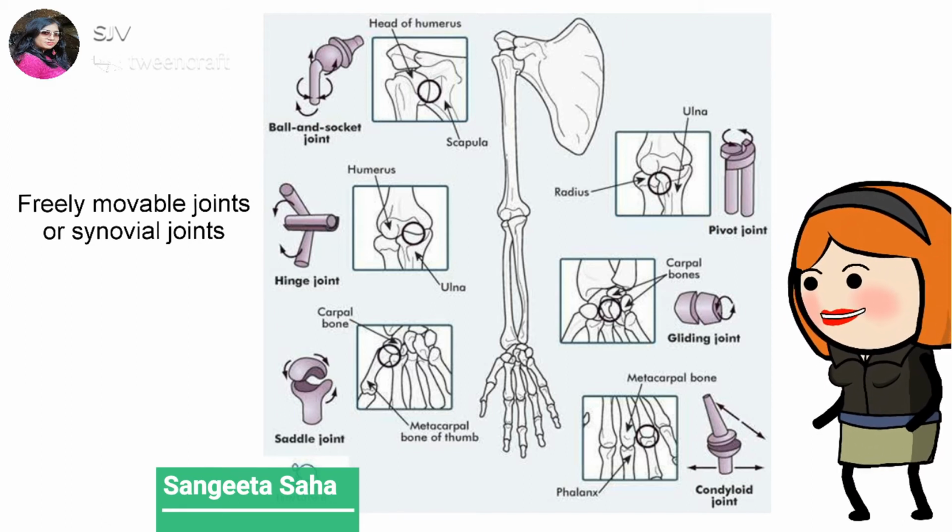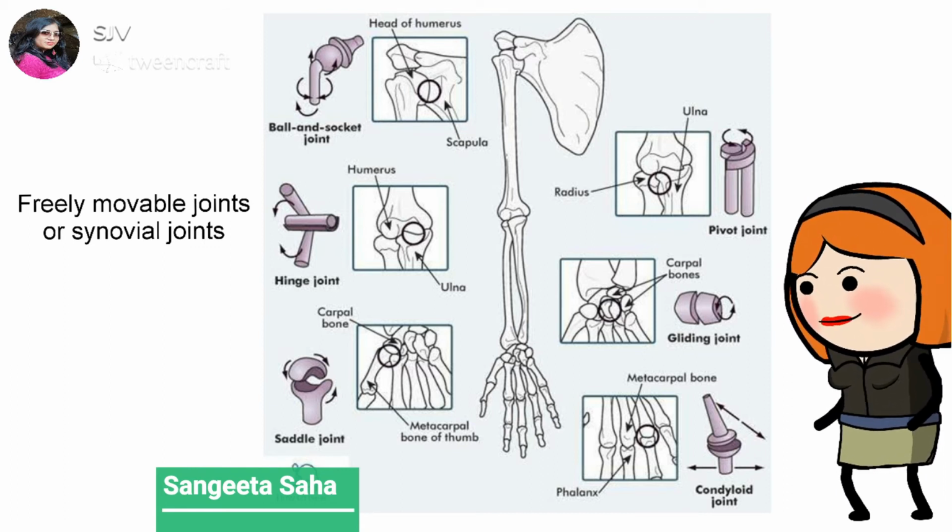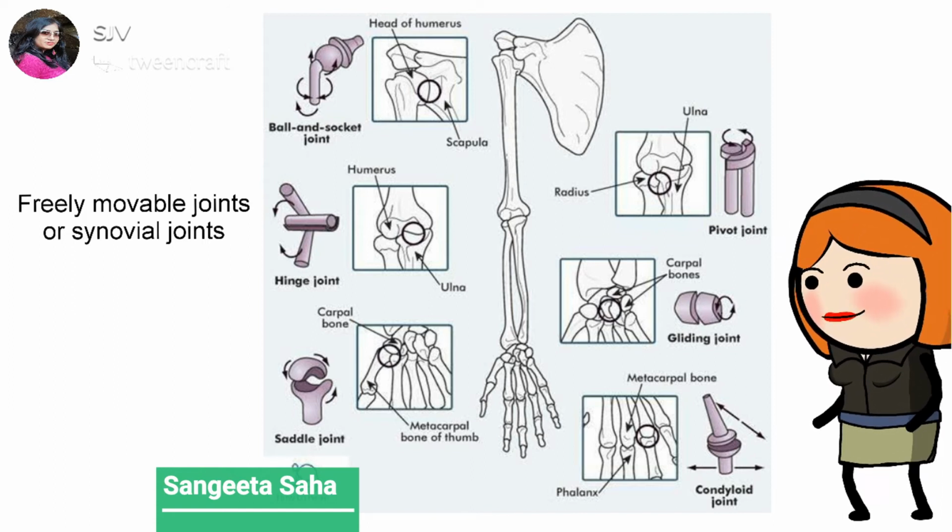In this type of joint, one rounded ball-shaped extremity of a bone fits into a cavity or a socket in another bone, permitting the movement in all directions. It is the most freely movable joint, and the examples are the shoulder joint and the hip joint.